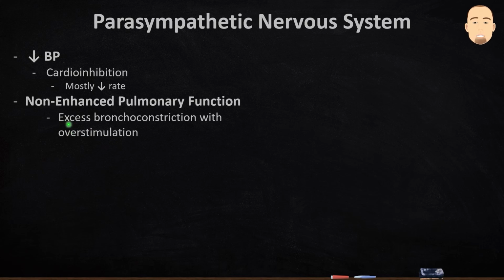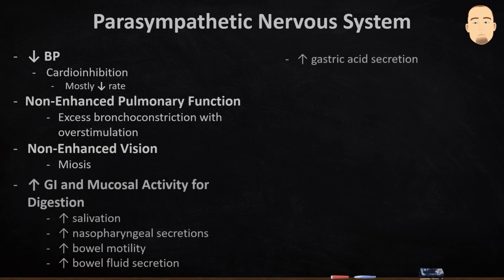Typically that would be through chemical means, right? If someone were exposed to too much of a cholinergic agonist, or if someone had an inhibition of their acetylcholinesterase enzyme that breaks down acetylcholine. Non-enhanced vision, so miosis, meaning you don't have that dilation, so you don't have extra light entering because you don't need it. You could even have miosis if you have too much parasympathetic activity.